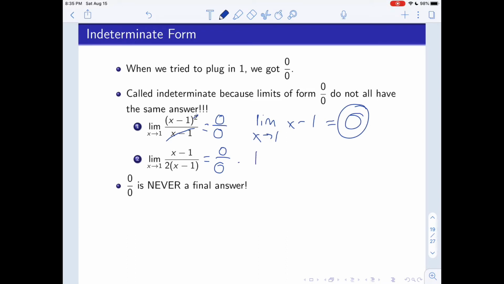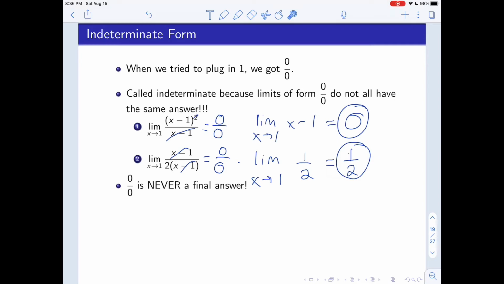On this second one, on number 2, if I look at the limit as x approaches 1 after I cancel, I end up with just 1/2. And remember, if I don't have anywhere to put in an x, I just say the limit is 1/2. All right, so we had two limits. They both started off looking like 0 over 0, but they had different answers after we canceled.